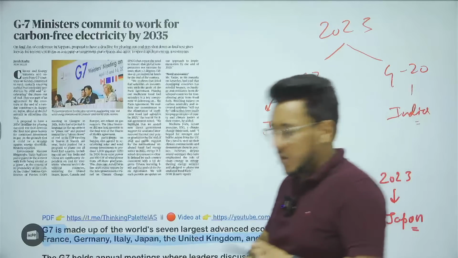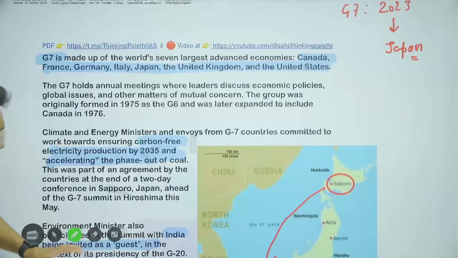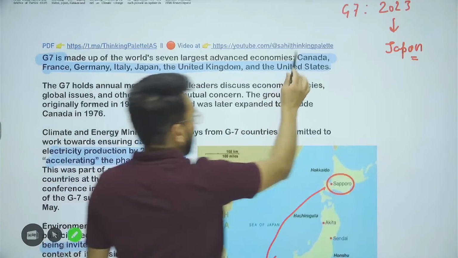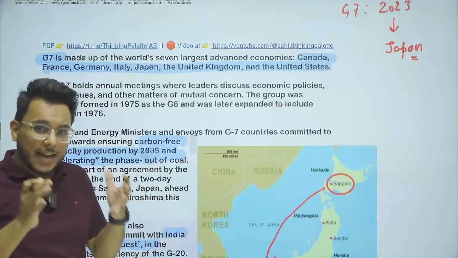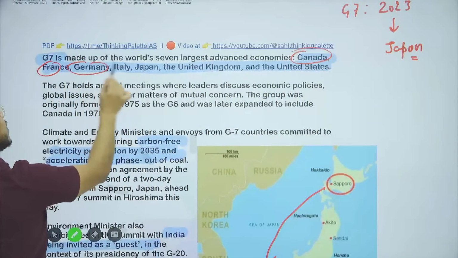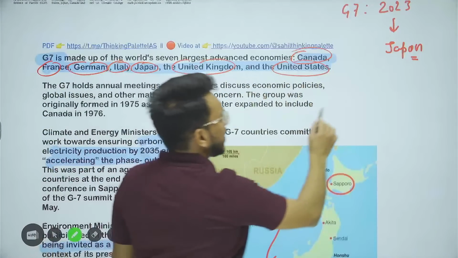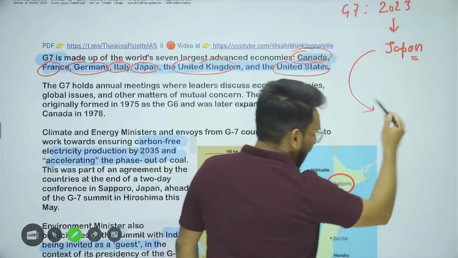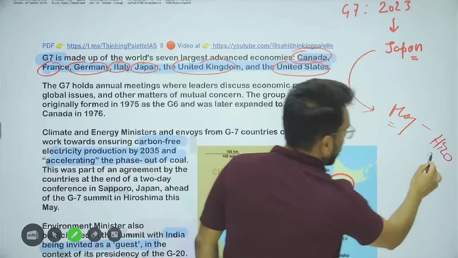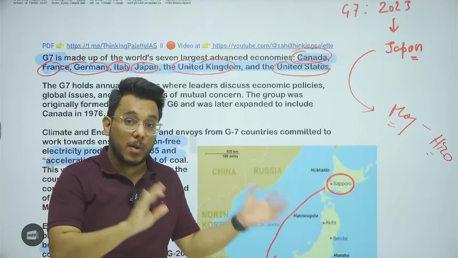Now, first of all, when we talk about G7, what is G7? G7 means Group of 7, which is made up of the world's largest economies. This is a grouping of large and industrialized economies, and it has Canada, France, Germany, Italy, Japan, UK, and US. And for 2023, Japan is chairing G7, and the summit will happen in the month of May in Hiroshima. You might know Hiroshima and Nagasaki were the two cities on which the atomic bomb was dropped by the US.